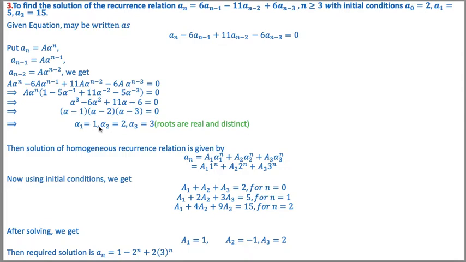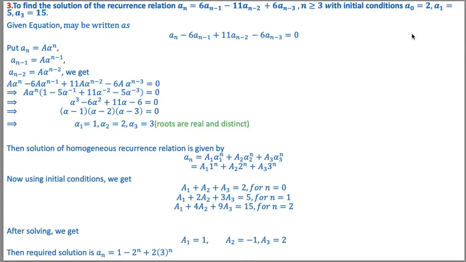So we write alpha 1 equal to 1, alpha 2 equal to 2 and alpha 3 equal to 3. So the solution of the given homogeneous recurrence relation is given by an equal to a1 alpha 1 raised to power n plus a2 alpha 2 raised to power n plus a3 alpha 3 raised to power n. If we substitute alpha 1 equal to 1, alpha 2 equal to 2 and alpha 3 equal to 3, we get a1 1 raised to power n plus a2 2 raised to power n plus a3 3 raised to power n.